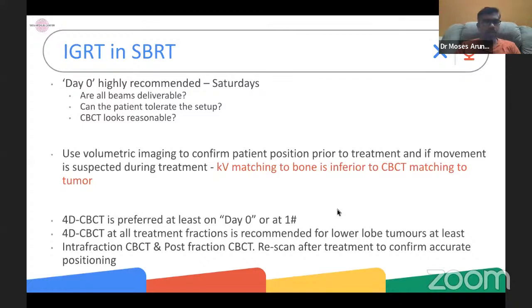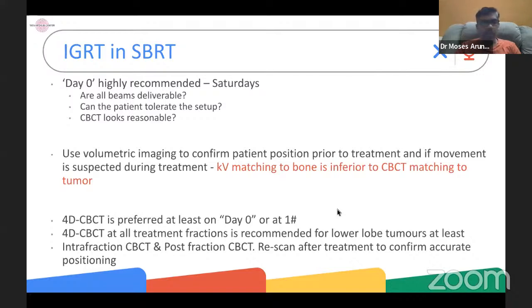And when it comes to image guidance in lung SBRT, some guidelines definitely recommend day 0, wherein you check and make sure that the treatment that you have got ready for that patient is deliverable. A volumetric imaging to confirm patient position prior to treatment is definitely recommended, and that has been found to be superior to kV matching alone. If you have the facility to do a 4D CBCT, at least on day 0 and on day 1, it should be considered if it is available for online matching more so.